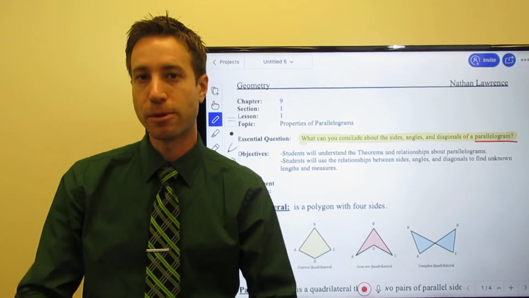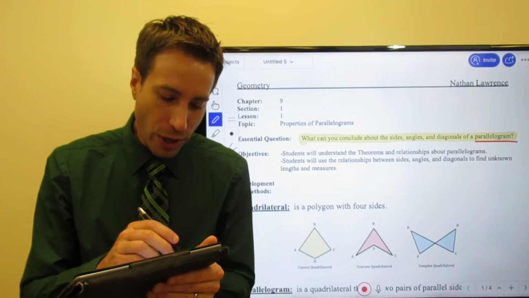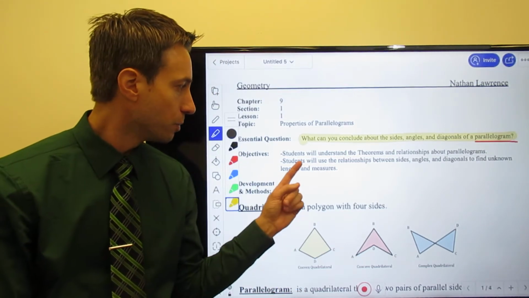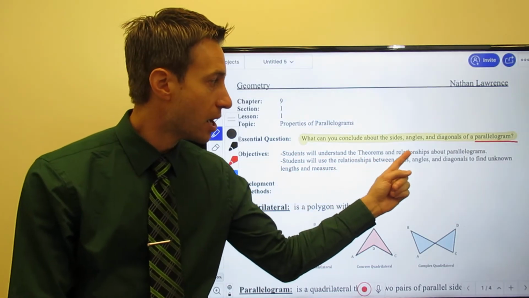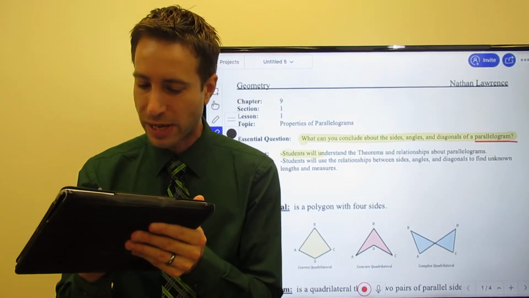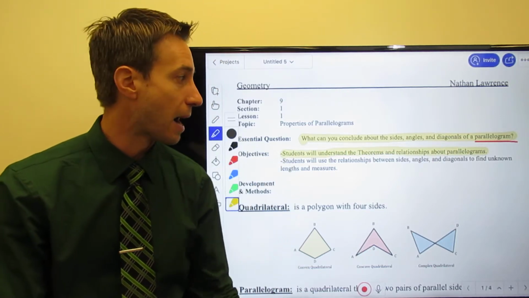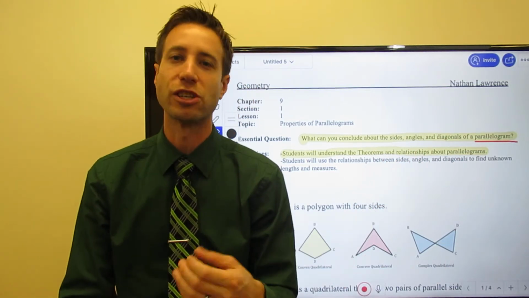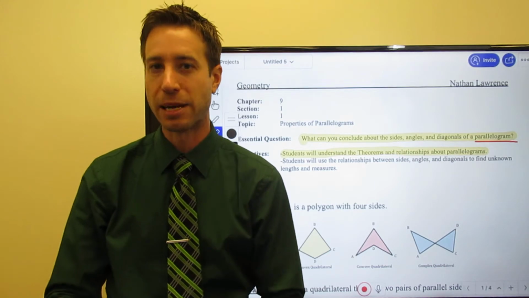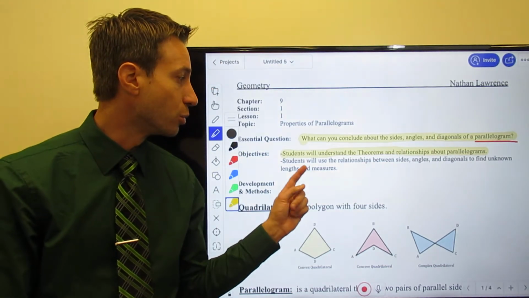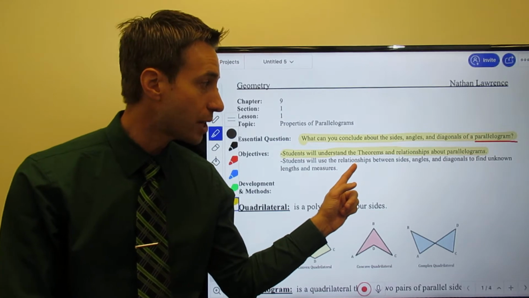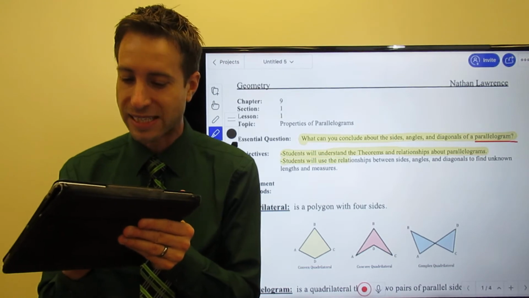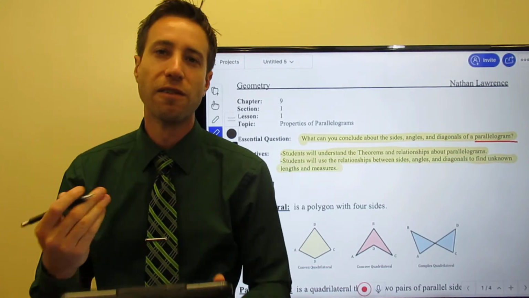Once we know the geometry behind parallelograms, then of course, like we almost always do in this course, it goes back to algebra. So here's what we're going to do. Students will understand theorems and relationships about parallelograms. That's exactly what I said we would do. We'll talk about the sides, the angles, and the diagonals of parallelograms. We'll give you all the theorems, postulates, relationships, stuff like that. What is the geometry behind a parallelogram? Then from there, you'll need to be able to use those relationships to find unknown lengths, measures, and stuff like that. That's the algebra part. We'll have you solve for unknown things.